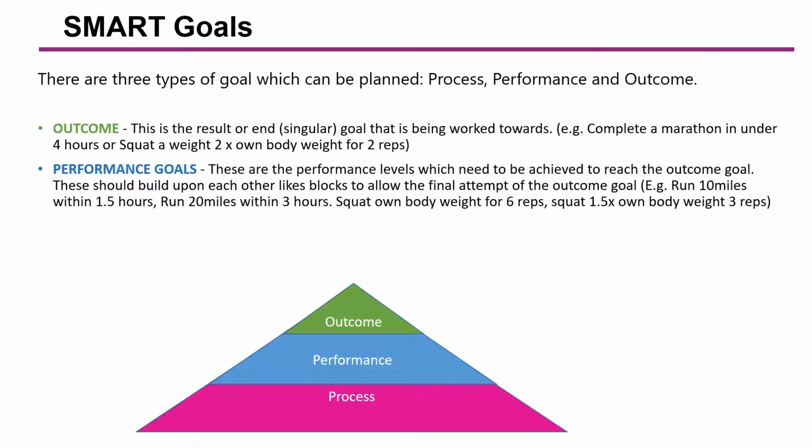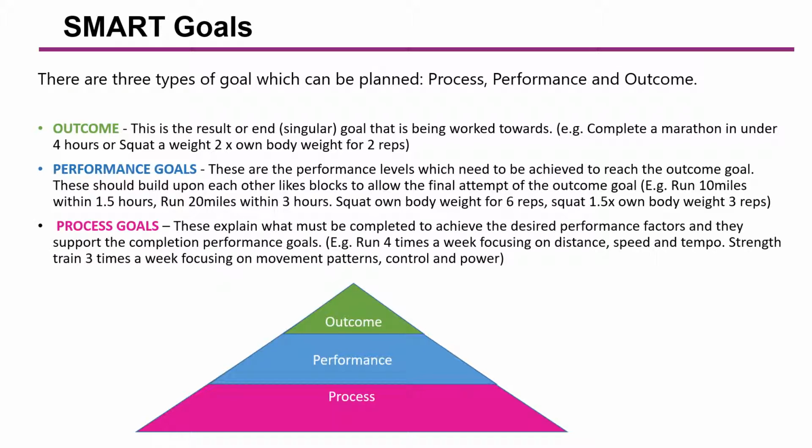Performance goals. These are the performance levels which need to be achieved in order to sometimes reach the outcome goal. So these should build upon each other like blocks to allow the final attempt of the outcome goal. So for example, run 10 miles within 1.5 hours and then run 20 miles within 3 hours. You can see how they start to build upon each other. Squat own body weight for 6 reps, and then squat 1.5 times own body weight for 3 reps. Again, you can see how this is building up.